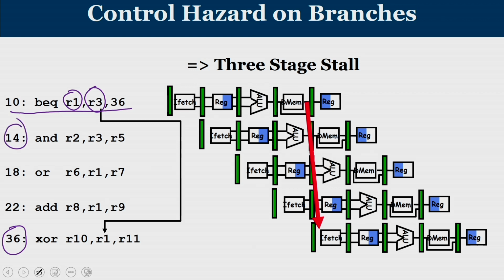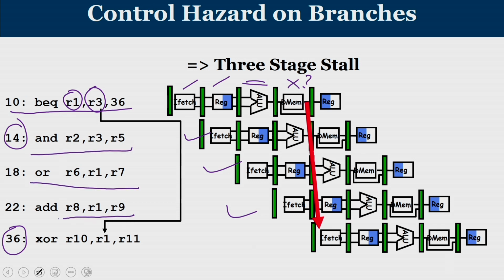Now, look at the instruction sequence. You are going to fetch the instruction, decode. During decoding, the values of R1 and R3 are read and then subtracted. So, we will come to know whether this branch will take place only at the mem stage, because it is essentially comparing 2 registers and this comparison happens only down the line in the pipeline. By the time you come to know the outcome of the branch, or by the time the comparison result of R1 and R3 is ready, these instructions have already entered the pipeline. Instructions at 14, 18 and 22 have reached the pipeline.